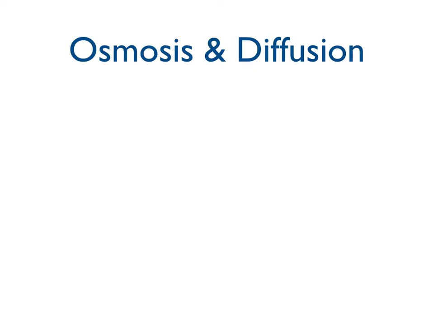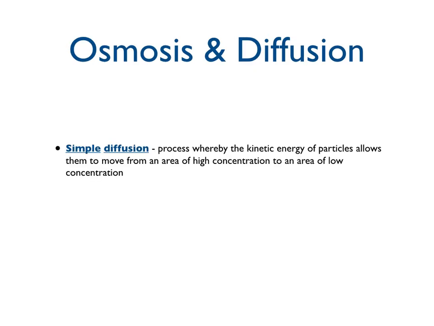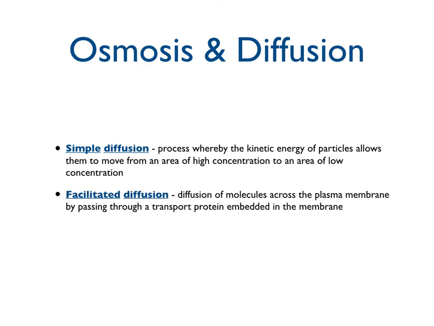To recap, at this point we've discussed two types of diffusion. Simple diffusion is the process whereby the kinetic energy of particles drives them to move from an area of high concentration to an area of low concentration without the use of cellular energy. In facilitated diffusion, particles move from an area of high concentration to low concentration with the help of transport proteins that are embedded in the plasma membrane. Facilitated diffusion, like simple diffusion, is a passive process and does not require the use of energy.